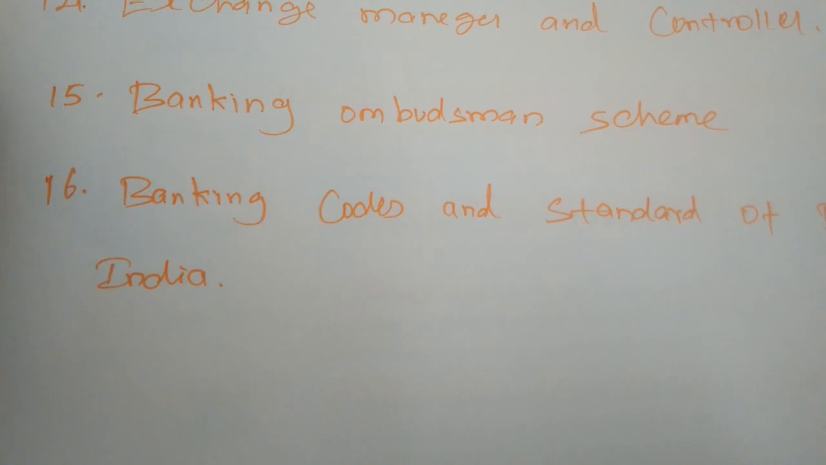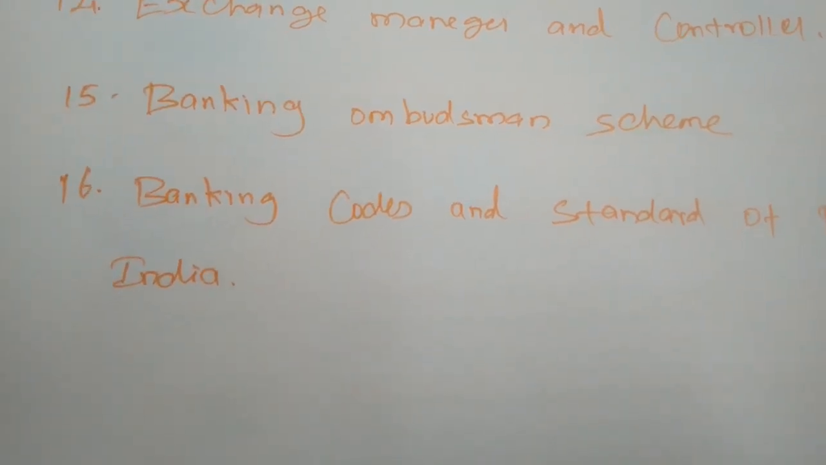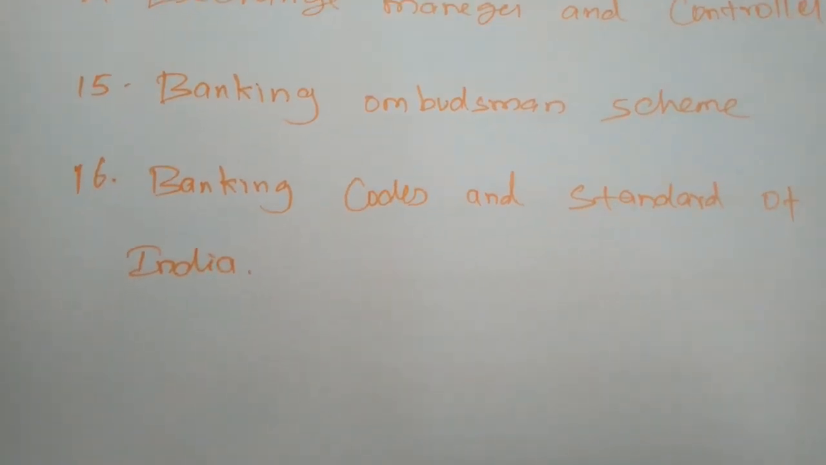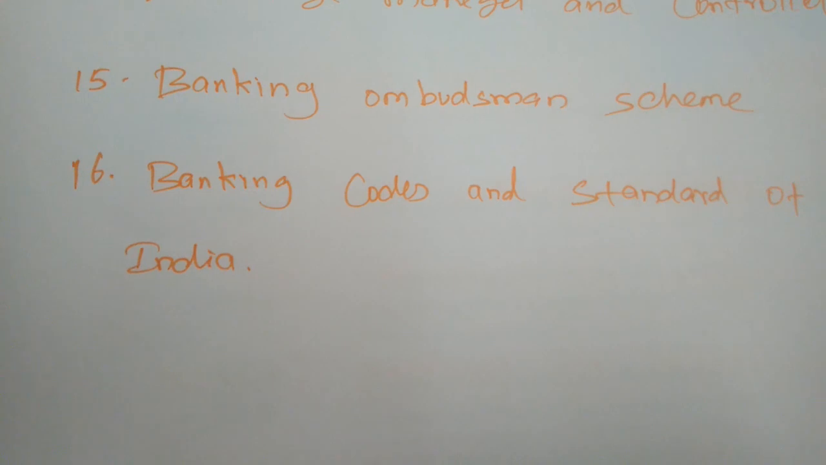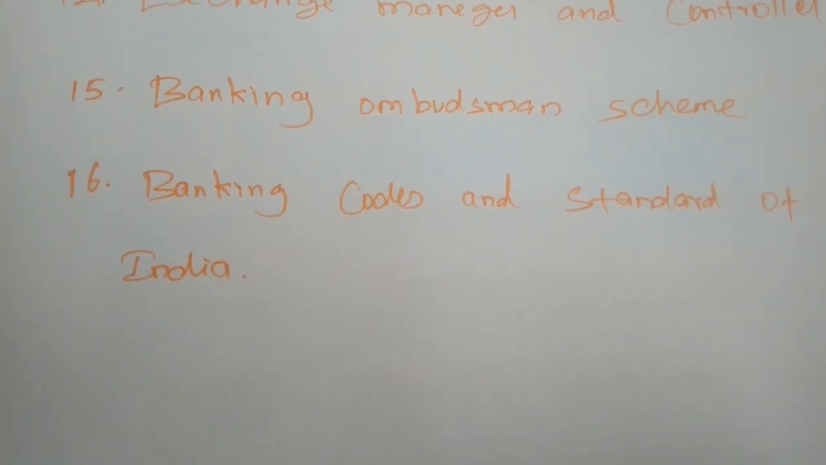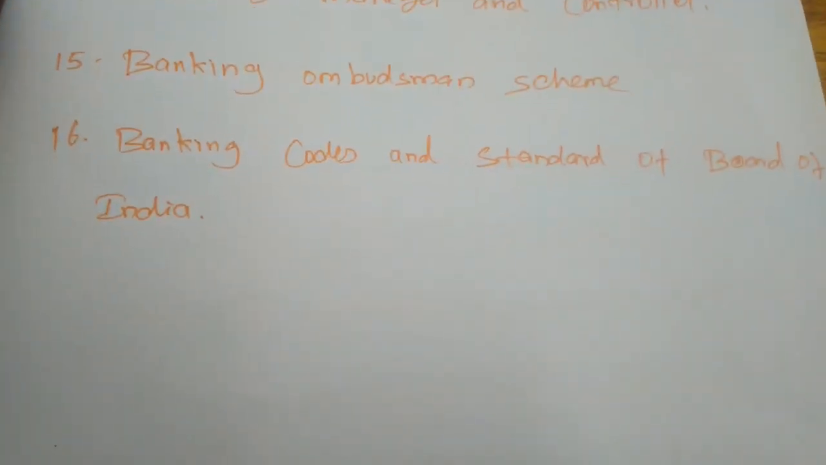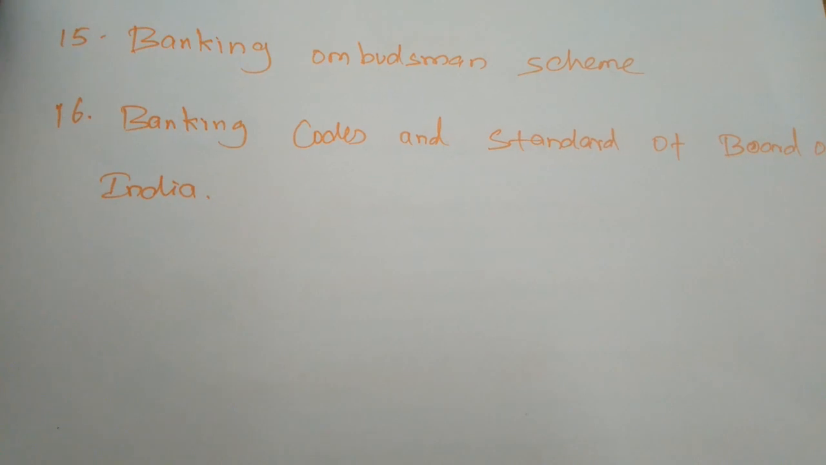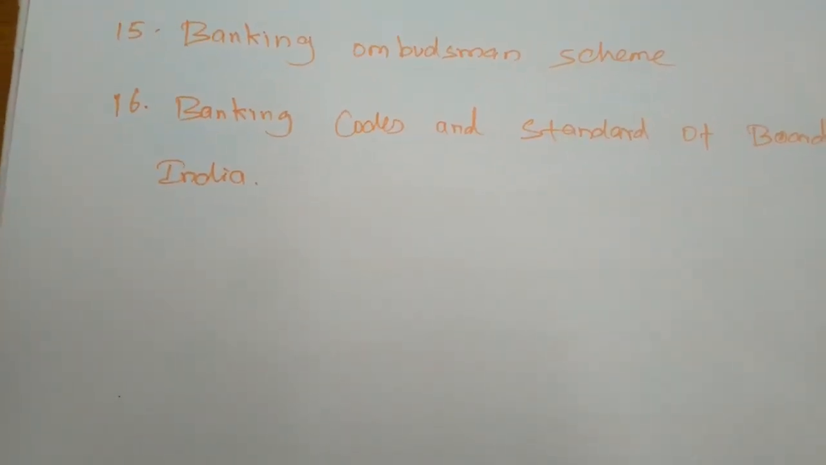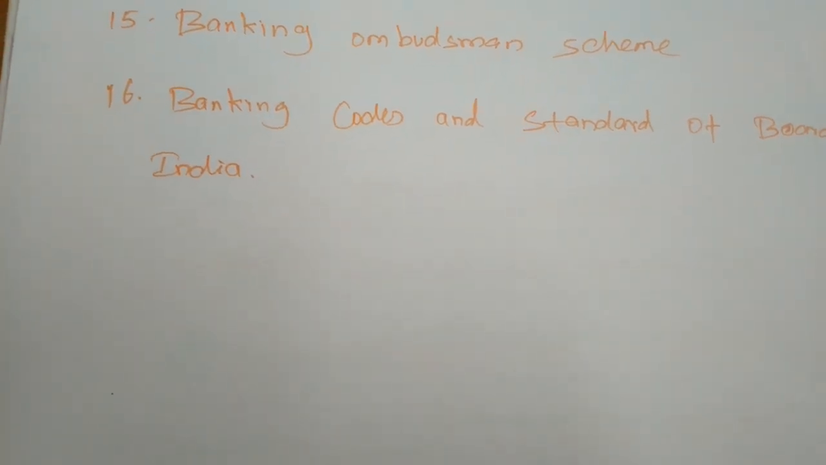Next is the banking ombudsman scheme. Now all the banks also provide ombudsman schemes. If any problem arises to a third party because of the bank, the ombudsman scheme will be helpful to claim any of the losses. Next, banking codes and standards board of India. The banking sector also will be providing the standard codes or banking codes to maintain global practices.